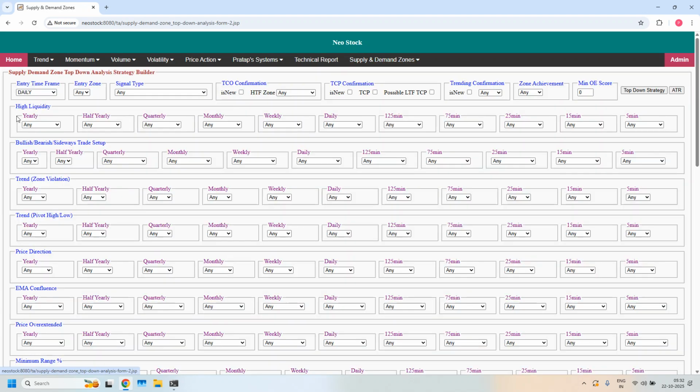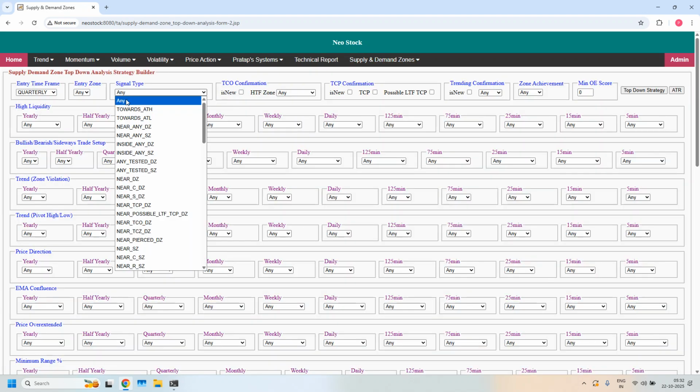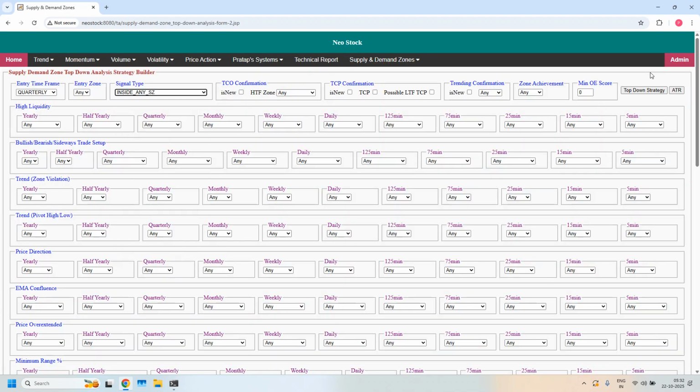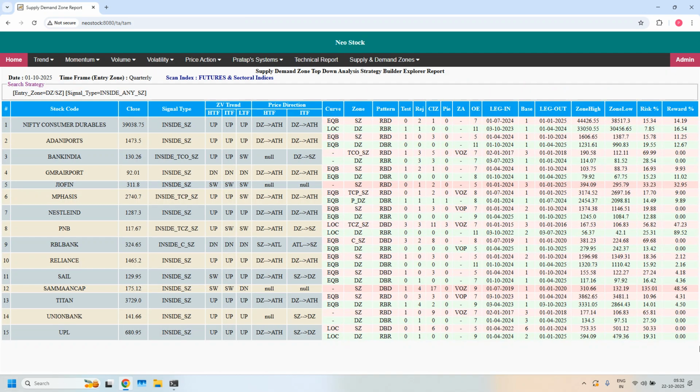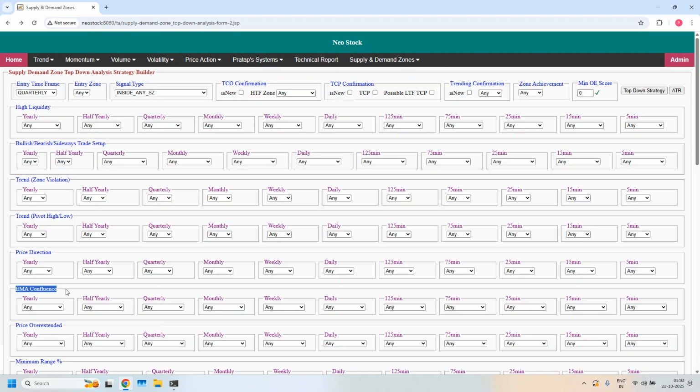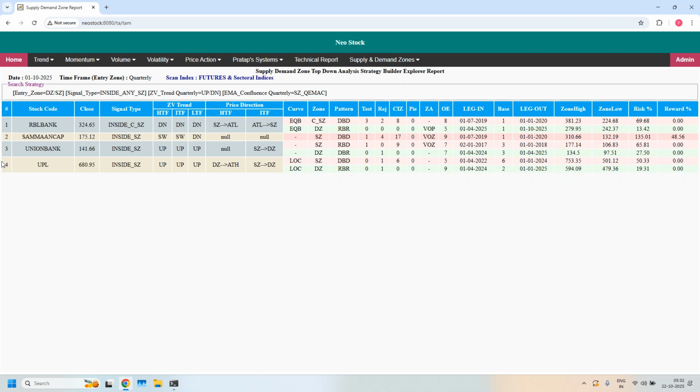Okay, next, price closed inside the quarterly supply zone. We got 15 stocks. We can further filter this list based on quarterly supply zone having quarterly EMA confluence. And also trend on the quarterly should not be sideways. We got 4 stocks.